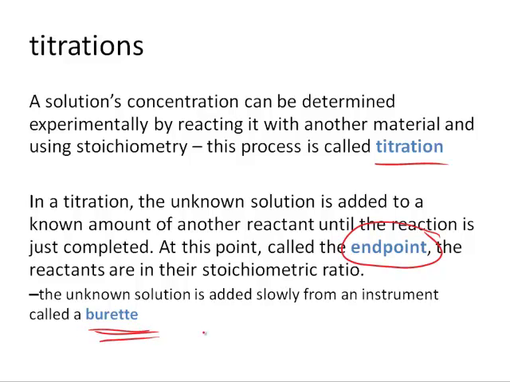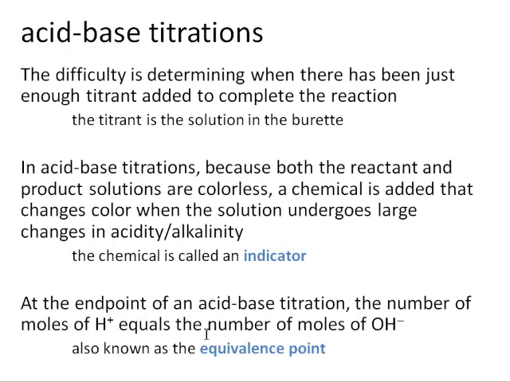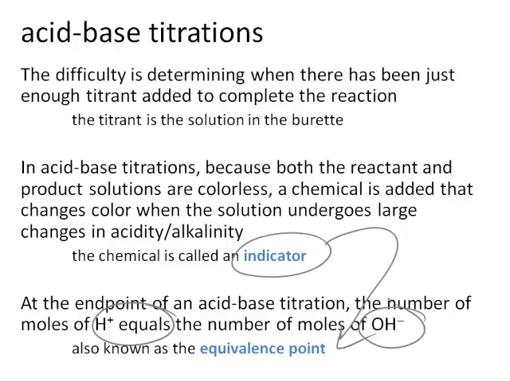Usually we're going to use a burette to add our titrant to the sample, and that can be either our acid or our base in this scenario. Again, we're going to use an indicator to tell us when we've reached the equivalence point. For acids and bases, that's when the number of moles of our acid, H+, equals the number of moles of our hydroxide. Now, when the indicator determines that, it can be slightly different, and we'll look at a scenario for that. But the indicator tells us when we've reached the equivalence point, and that is similarly known as the endpoint.